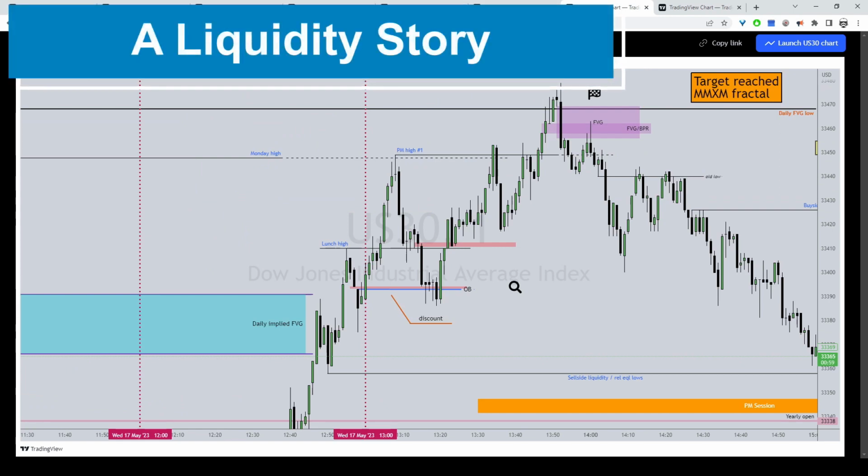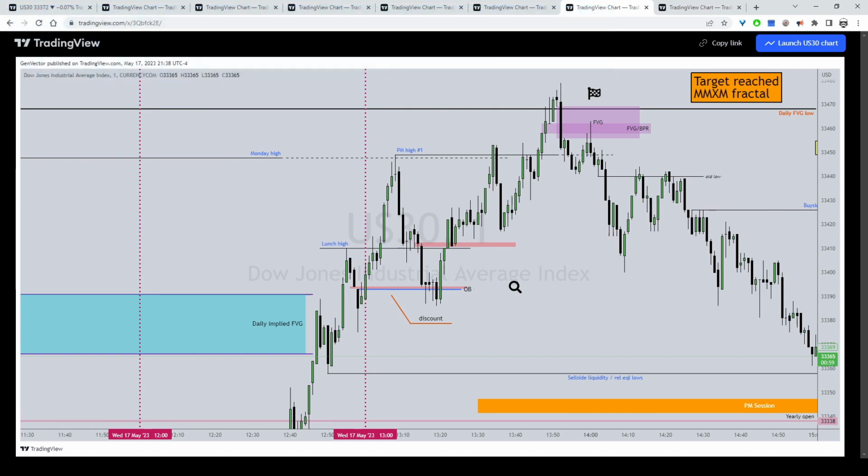We see that we slide through the daily implied fair value gap. So it looked as if price wanted to respect the high of that daily implied, makes a swing low, makes an aggressive run up, makes another swing low. We're waiting for after lunch is complete. So after lunch completes, we see consecutive runs up. We clear the lunchtime high, we get to Monday's high, and we're now looking at the discount area of the price leg that ran the lunch high.